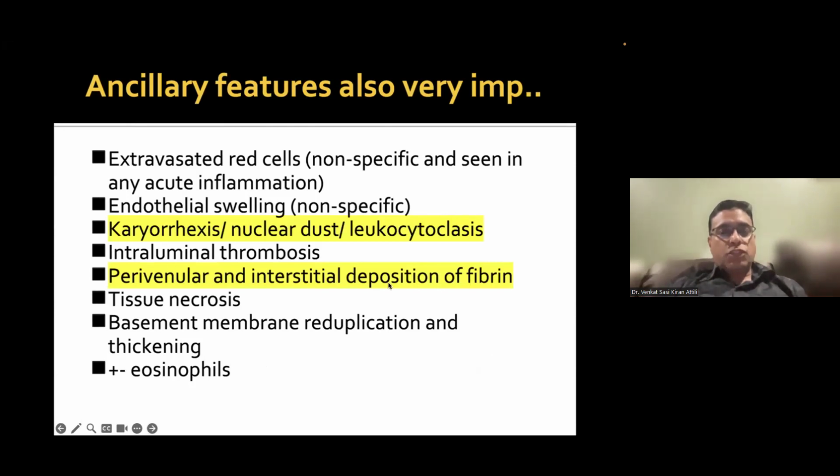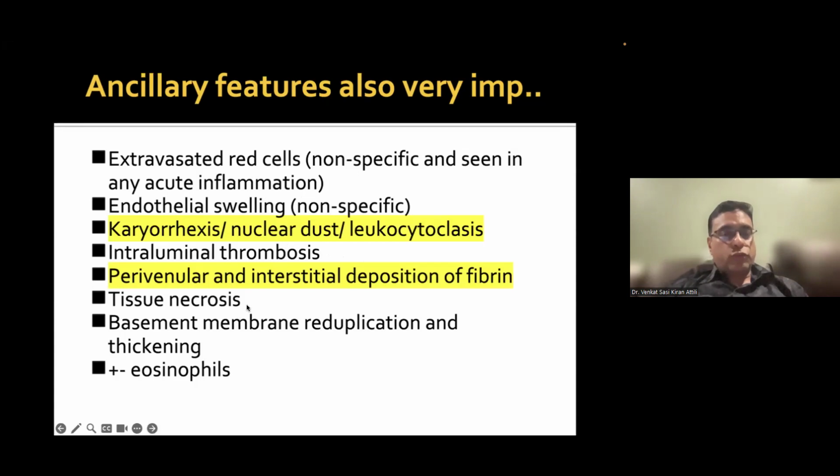Perivenular or interstitial deposit of fibrin is also a very important clue to the diagnosis of vasculitis, particularly in the later stages when you're not actually seeing inflammation in the vessel wall. Apart from that, extravascular RBCs are, of course, a clue, but can be non-specific and can be seen in any acute inflammation. Endothelial swelling can be present, but again, non-specific. Intraluminal thrombosis can be present in any thrombotic disorder. So though it is a feature of vasculitis, it is not specific.